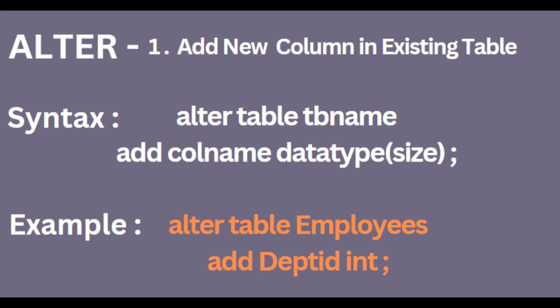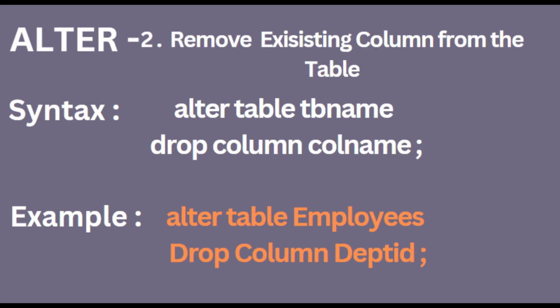Here we use the add keyword, and this is how we can add a new column in the existing table by using alter. The second use case is removing a column from the table. If we want to remove any existing column from the table, we will use alter command. And the syntax is alter table, table name, drop column, column name. Here we use the drop keyword inside alter to remove a column. For example, if you want to remove the above added column, that is department ID, the syntax will be like alter table employees, drop column department ID. Then the department ID column will be removed.